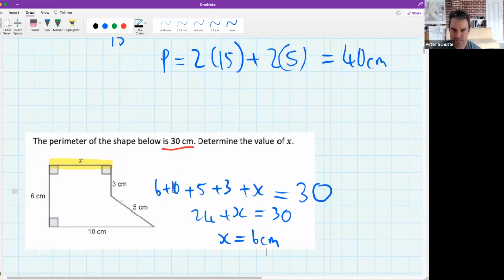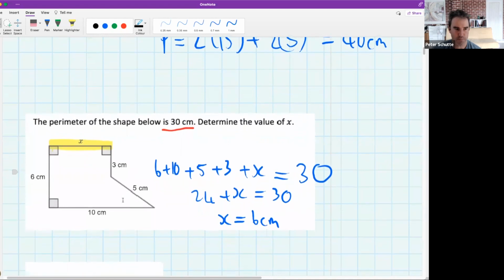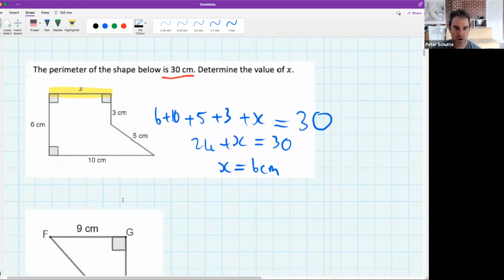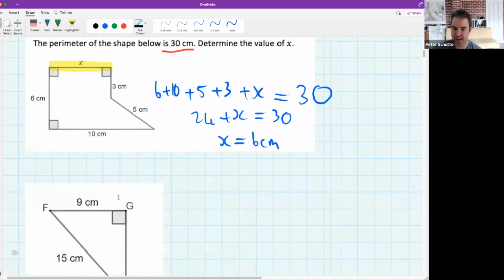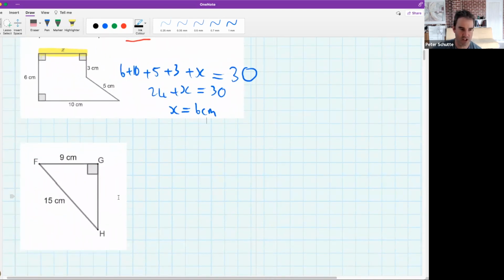Fantastic. Okay, so you guys are definitely pretty comfortable with perimeter. What if I said to you, find me the perimeter of this shape? Now I've left one of the sides blank, and so maybe if someone's willing to give us a hint, or someone can point us in the right direction, how are we going to find the perimeter? What do we need to do first?